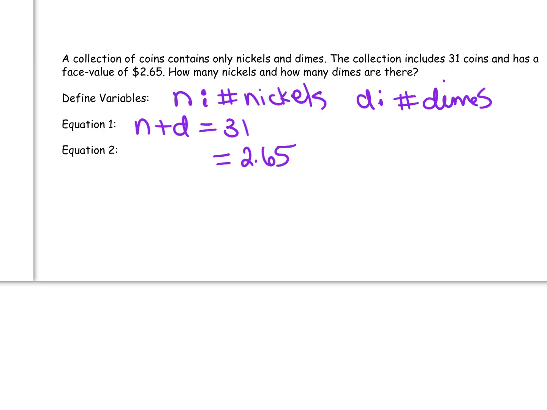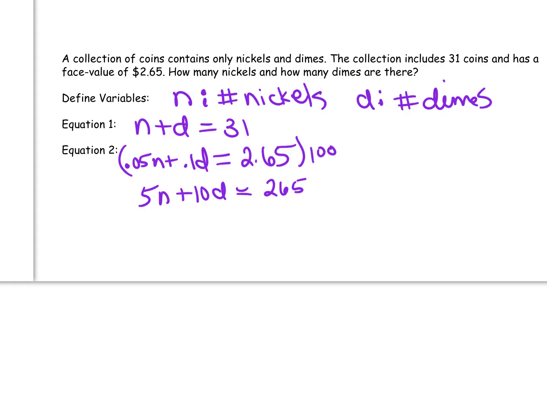So now what do I do? Okay, and that would be 0.05, not 0.5, be careful. And then I believe I showed y'all before how I took this and multiplied it by 100 to get rid of all the decimals. So I have 5 cents for a nickel, 10 cents for a dime equals 265 cents. Just so I didn't have to deal with decimals.